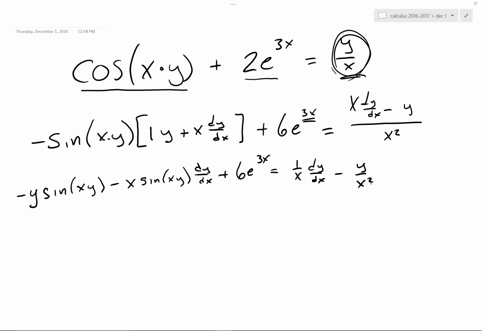All right, now where are we at? What's the next step, people? Which side do you want the dy/dx to be on? The left, she says. She says she wants them on the left. I say, all right, I'm not going to argue with her. She kind of scares me.